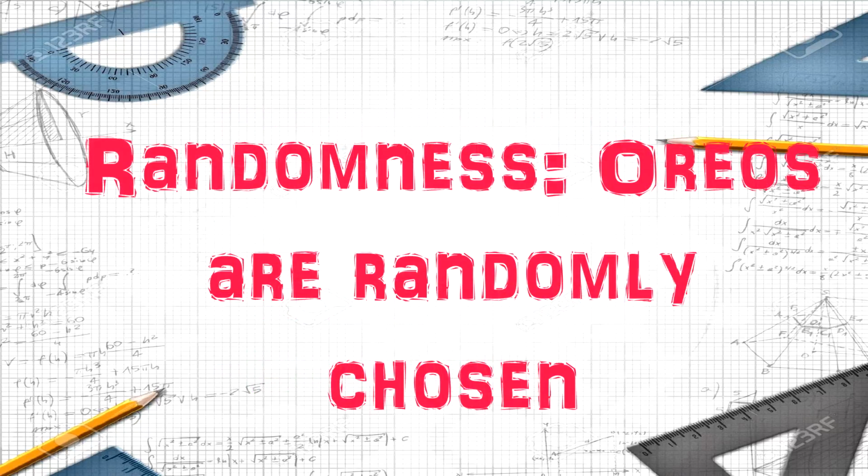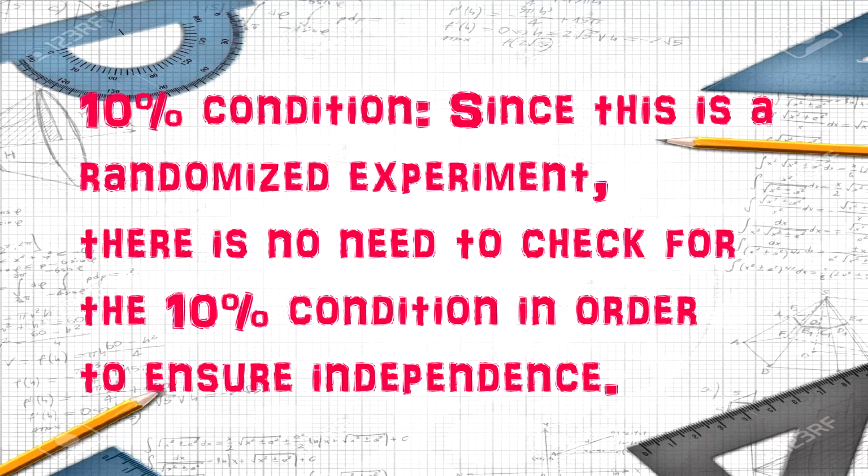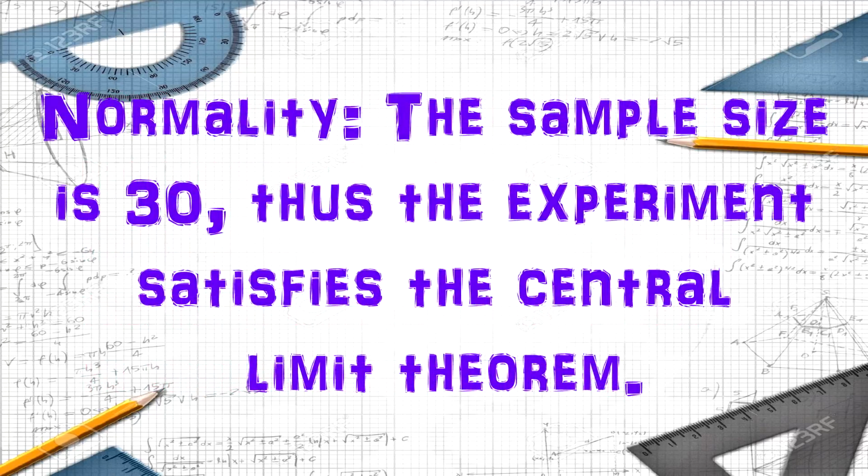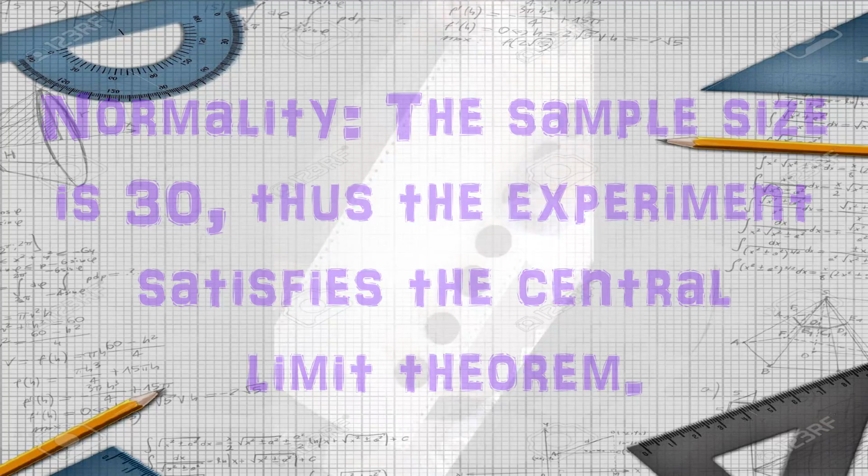The conditions are randomness. Oreos are randomly chosen from different packages of Oreos. 10% condition. Since this is a randomized experiment, there is no need to check the 10% condition in order to ensure independence. Normality. The sample size is 30, thus the experiment satisfies the central limit theorem.